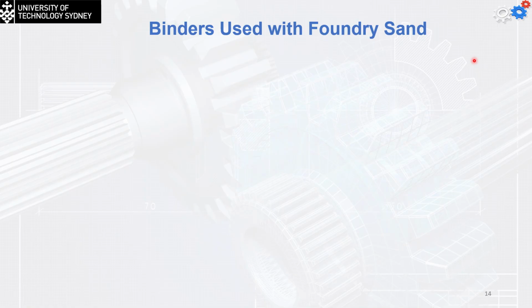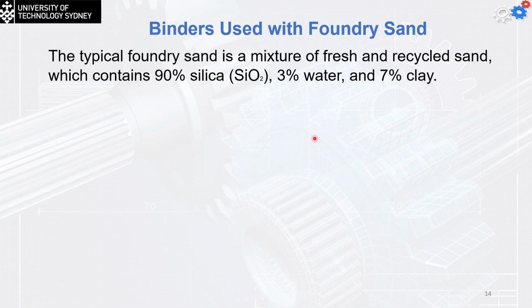Binders used with the foundry sands: the typical foundry sand is going to be a mixture of fresh and recycled sand, which contains definitely 90% silica, 3% water, and 7% clay, to work as a binder between the particles.